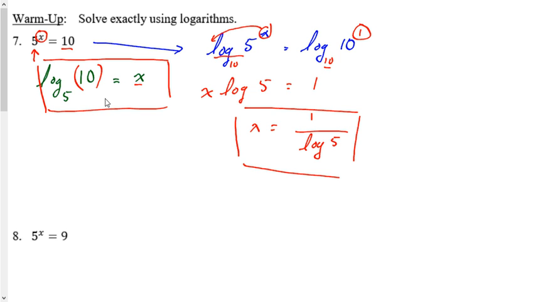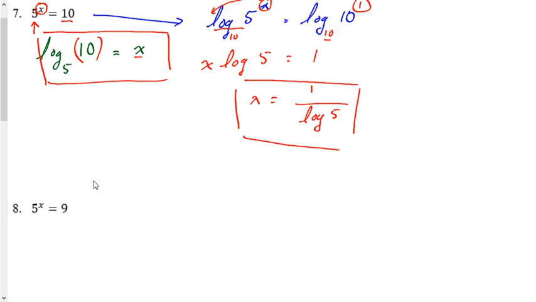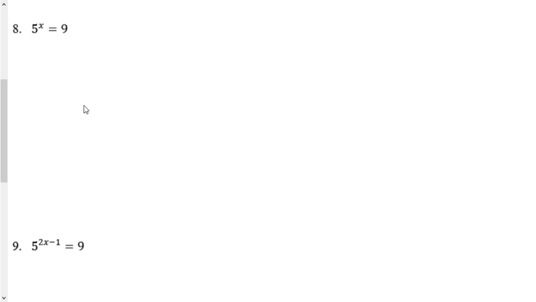Well, question number 8 we could do in the same way. We could just rewrite this in logarithmic form. My exponent is the logarithm. The base was a 5, and it's operating on a 9.